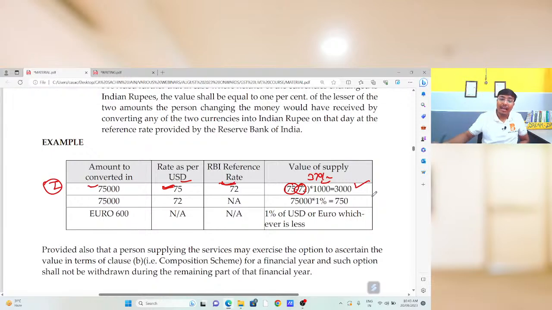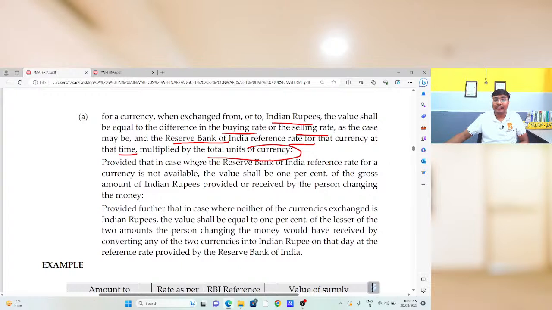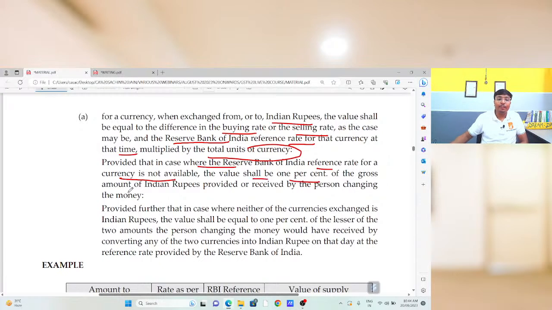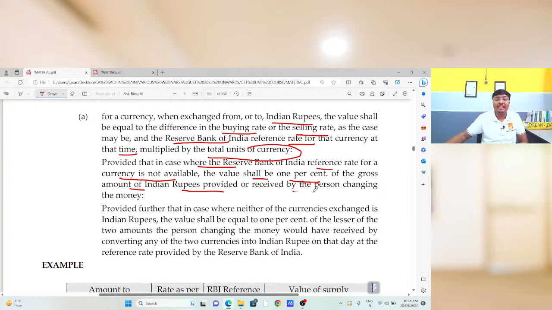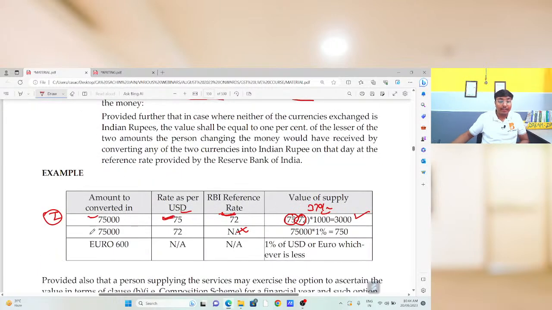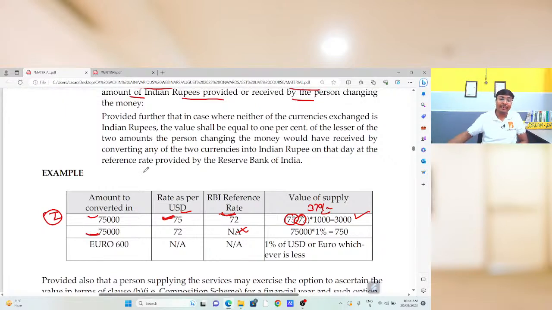Second point, suppose the RBI reference rate is not available. In that case, where the Reserve Bank of India reference rate for a currency is not available, the value shall be 1% of the gross amount of Indian rupees provided or received by the person. So in that case I am going with 75,000 rupees Indian currency. In that case, 1% of 75,000 rupees will be my value of supply, that is 750 rupees. So if the RBI reference rate is available, in that case we are going to take the difference between the buying or selling rate and the RBI reference rate, multiplied by the number of units. If the RBI reference rate is not available, in that case we are just going to take the amount which I am going to convert and multiply by 1%.